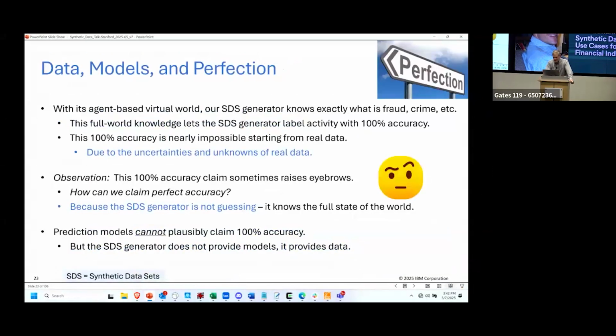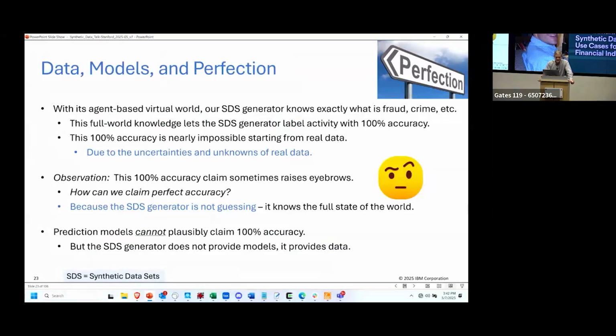Just in case it's unclear, because in some presentations this has caused confusion: I keep talking about 100% accuracy. Because of this agent-based virtual world, we know who all the criminals are. We know whenever they do something bad and extort money, and where they put it, whether that's cash or a bank account or whatever the case may be. Because we're in charge of this virtual world, we really know everything that's going on in it. So we do have this 100% accuracy.